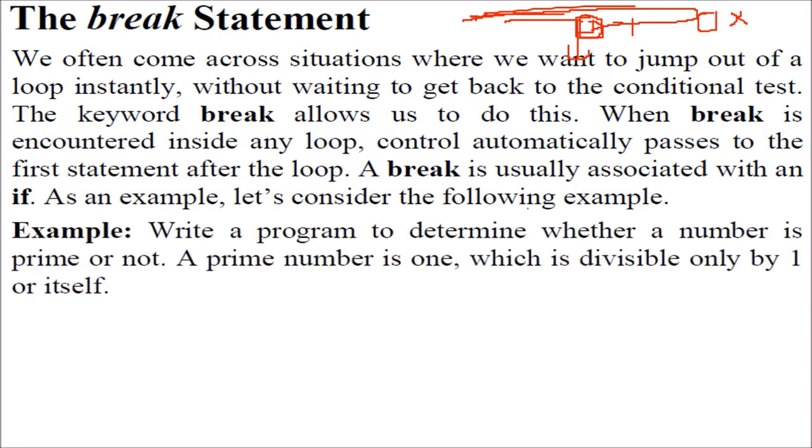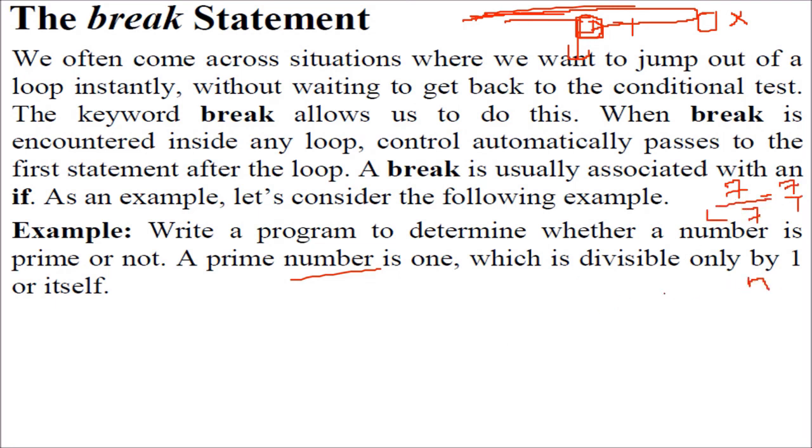So let us write a program to find out whether a number is prime or not. A prime number is that number which is divisible only by itself or by 1, say 7. Only this is the possibility of a prime number. So say a user enters n.